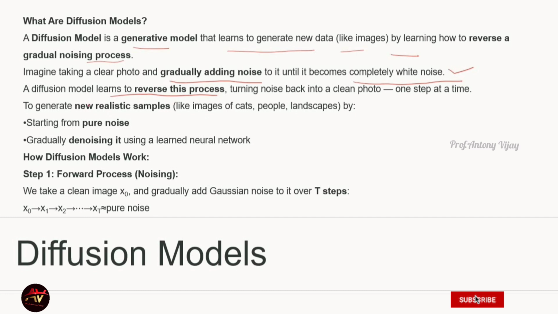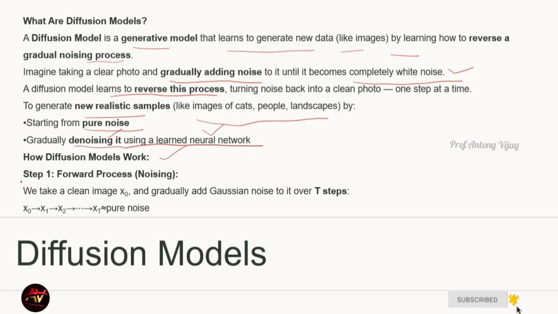To generate new realistic samples like photos of a cat, people or whatever it may be, we start with pure noise, and after that we denoise it through the learned network, because for denoising also we need some knowledge from the neural network. So these have to happen. Let's see in detail how it is working.